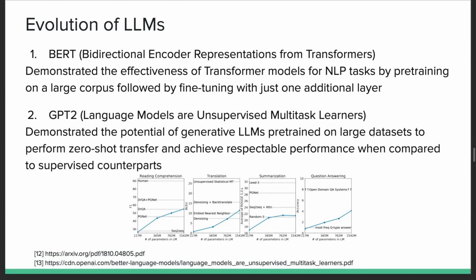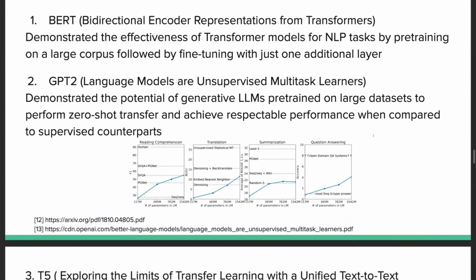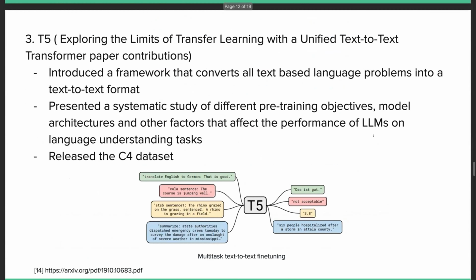So this, I think, sparked interest in training even larger language models, because then who knows, a linear relationship might continue, and then you might end up with models which are optimal or which can even beat supervised models if the trend continues.